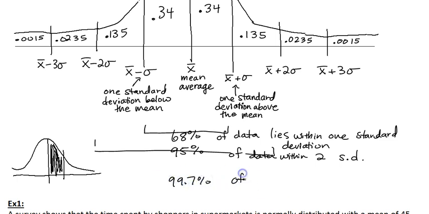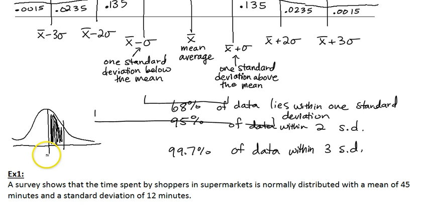99.7% is within 3 standard deviations of the mean, and the other 0.3% is outside. And if I take 0.3 divided by 2, that's how I get 0.15%, which is 0.0015 in decimal form. Just so you know, if I'm thinking about area, I'm thinking about this shaded in. So think of the probability like an area if you're visualizing this.